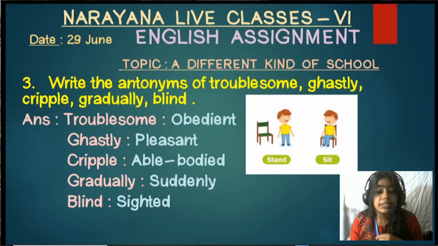The last word is blind, the person who is not able to see. So the antonym will be sighted. Sighted means a person who can see.